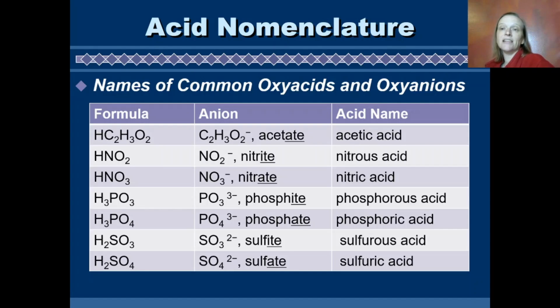The acetate ion ends in ate, so the ending becomes ic, acetic acid. The nitrite ion becomes nitrous acid. The acid with the nitrate ion becomes nitric acid. The acid with the phosphite ion becomes phosphorus acid, whereas the phosphate ion becomes phosphoric acid. The acid containing the sulfite ion becomes sulfurous acid, and with the sulfate ion becomes sulfuric acid.